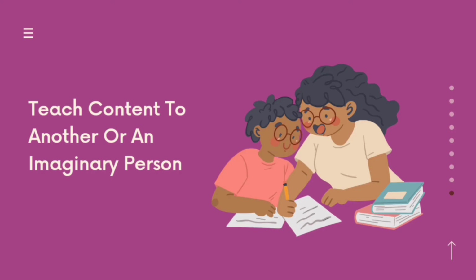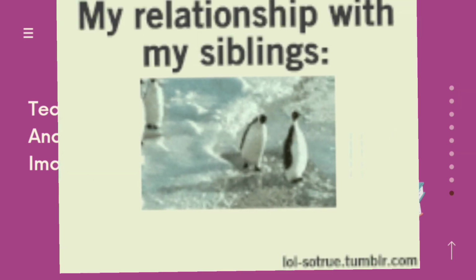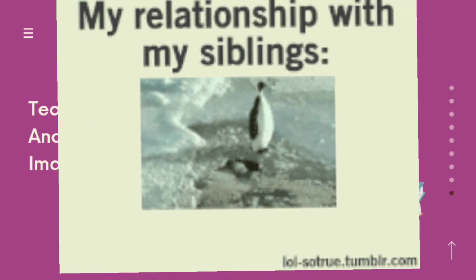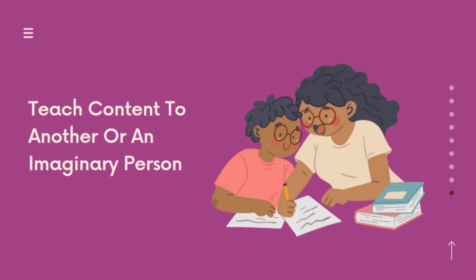Moving on. Teach content to another or an imaginary person. This tip is amazing. I do this all the time. I used to teach it to my brothers, all the content that I have learned, but siblings just don't want to work with you, and it's just complicated. So what you can do is imagine there's another person in front of you, and then you could teach it to them, or you could teach it to a friend, because friends do come in handy in this type of thing, because you are helping them improve and you're improving yourself as well.